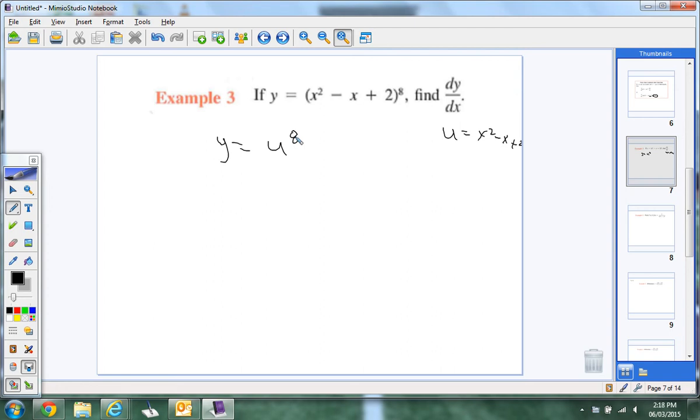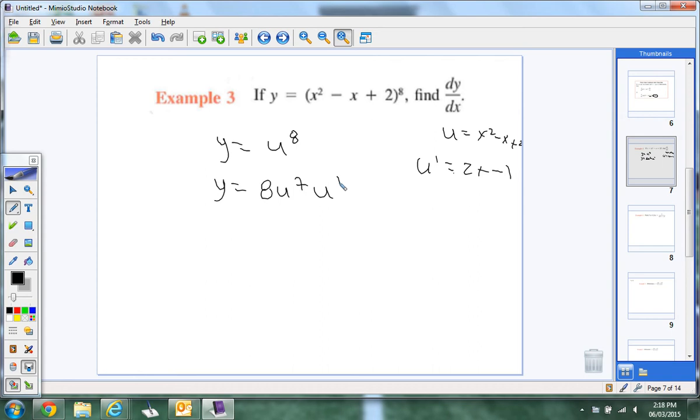So sometimes when I do this, I go and just figure out what my u prime is right now. My u prime is 2x minus 1. And I just kind of write that there because I know I'm going to take the derivative of this and then have u prime. So I'm going to have y prime equals 8u to the 7th times u prime by our definition.